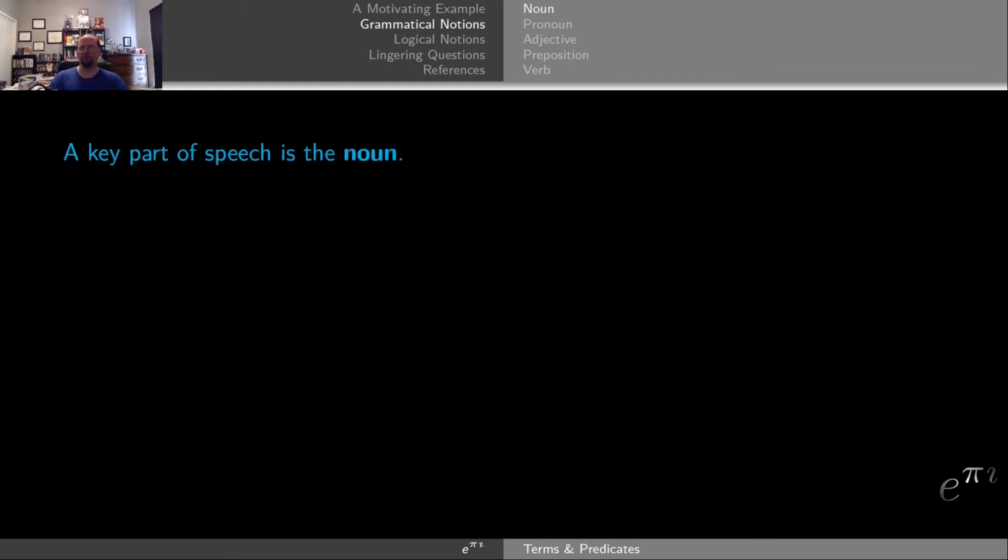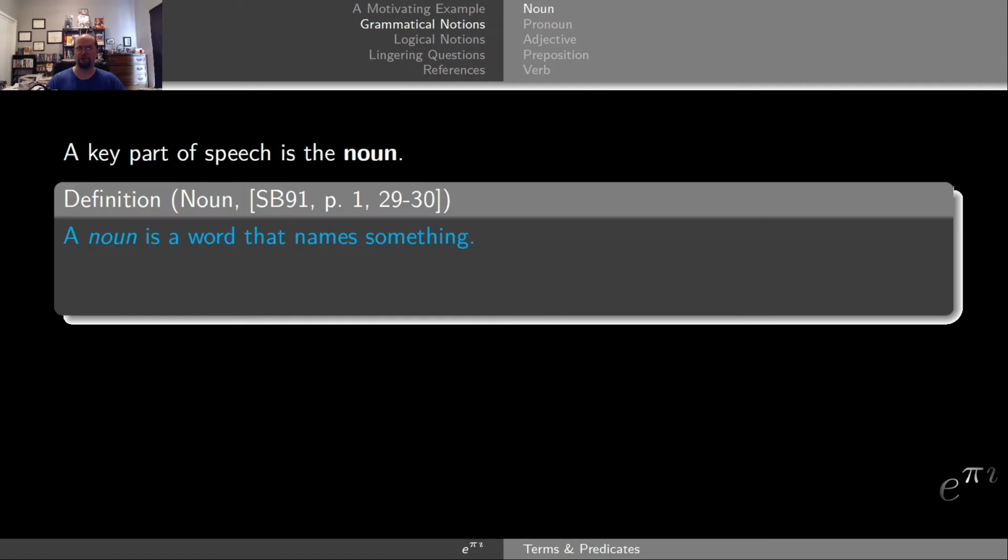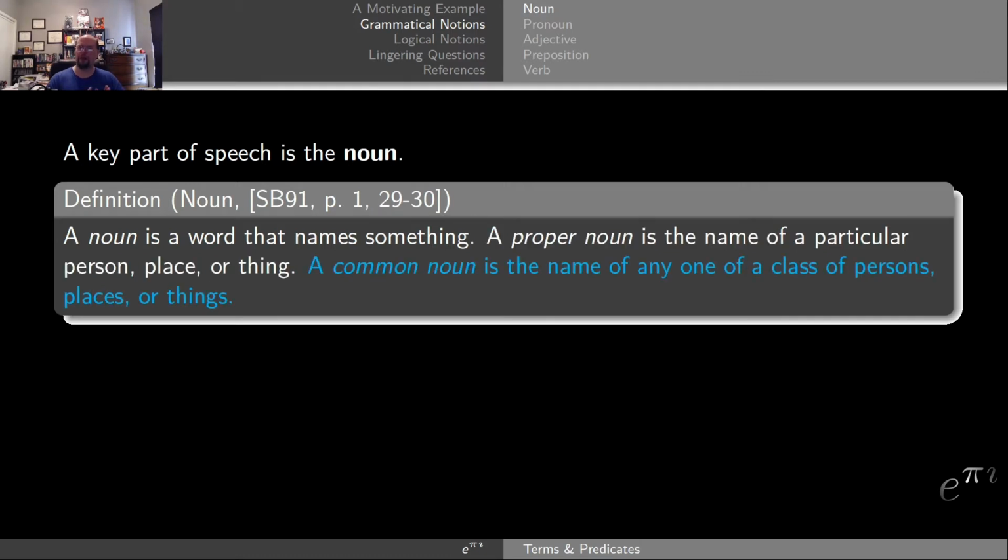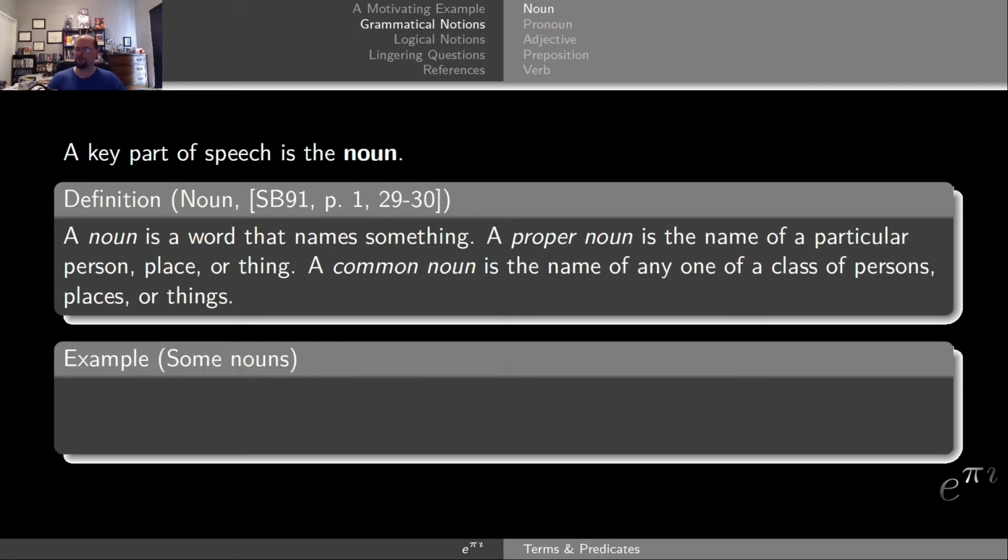A key part of speech is the noun, which is defined as follows. A noun is a word that simply names something. Now, there are actually 2 varieties of noun that we have to distinguish. First is the proper noun, which is the name of a particular person, place, or thing. On the other hand, you have a common noun, which is the name of any one of a class of persons, places, or things. To illustrate the difference, let's consider 2 examples.